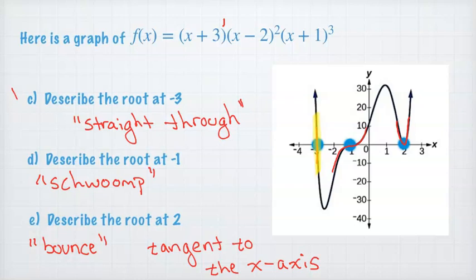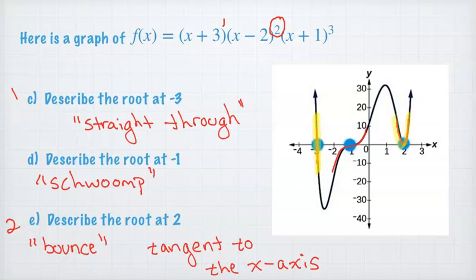X minus 2 has a multiplicity of 2. It has an even numbered multiplicity. And anything that's even numbered is going to bounce or be tangent at that root. So at the value that makes that factor 0, which is 2, that 2 has a multiplicity of 2, which means that it will bounce. That's its multiplicity, and that determines its shape. It determines its behavior at that root.